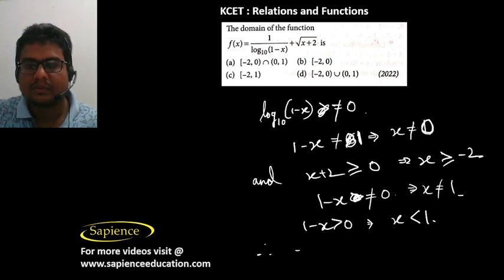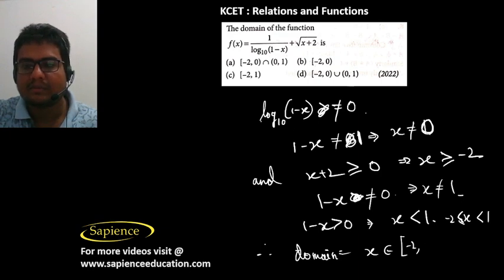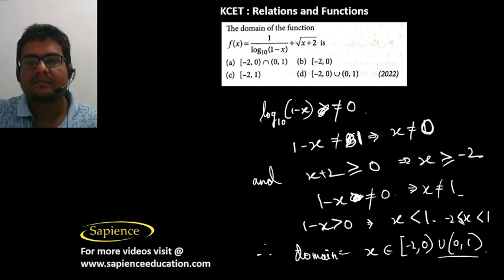So therefore the domain is x belongs to minus 2 to 1. This x should be greater than or equal to minus 2 but less than 1, and 0 I should not include. So minus 2 to 0 union 0 to 1. So option D is the correct answer.